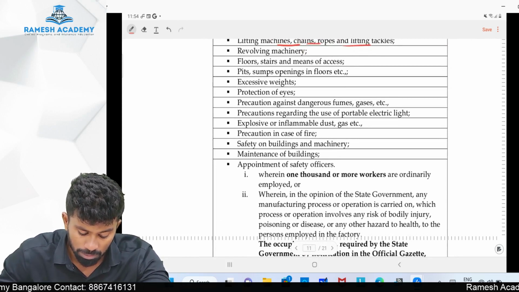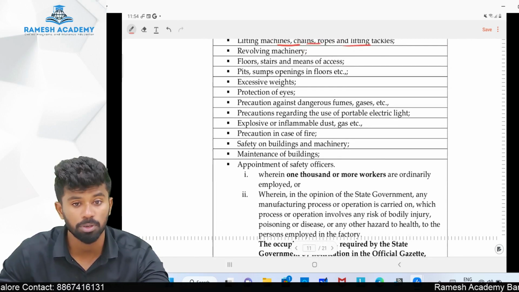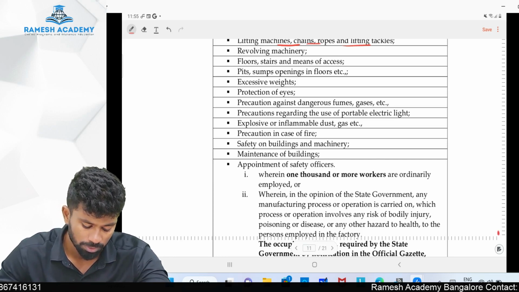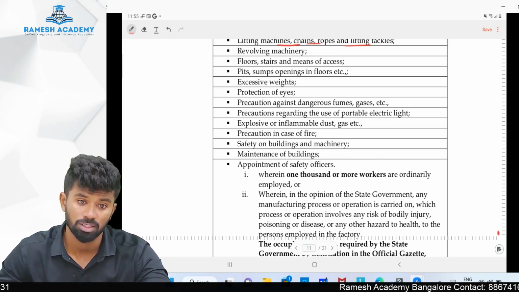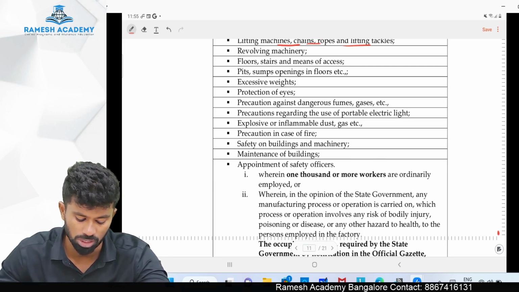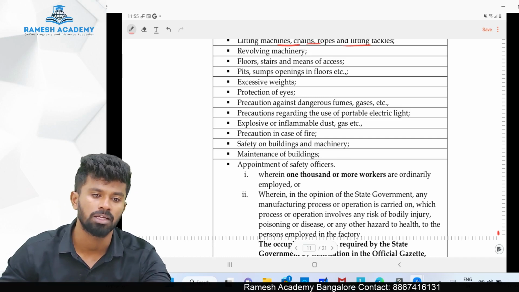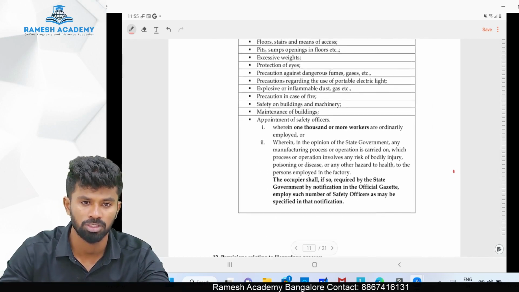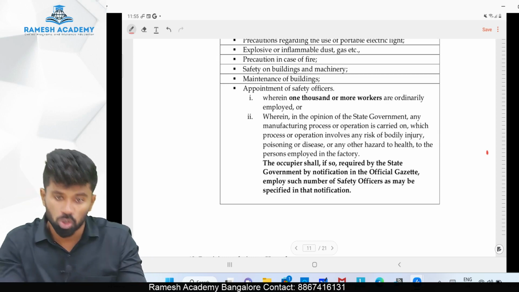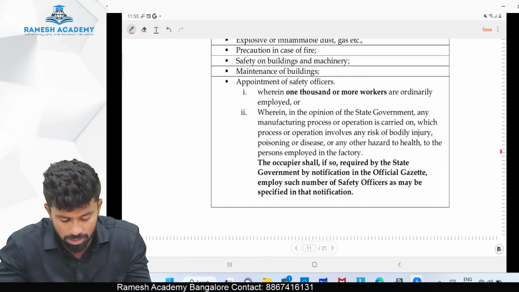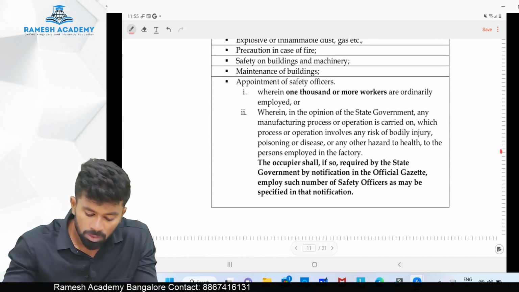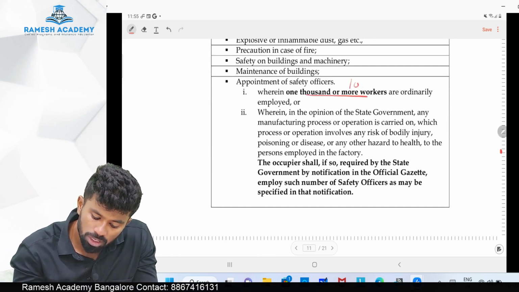Explosive or inflammable dust, gas, etc. There should be precautions with respect to what? Explosives as well as inflammables. Precaution in case of fire: there should be fire safety measures. Safety of buildings and machinery, maintenance of buildings. So these are the safety measures to be taken by whom? Taken by the occupier towards the workers. Appointment of safety officers wherein 1000 or more workers are employed.